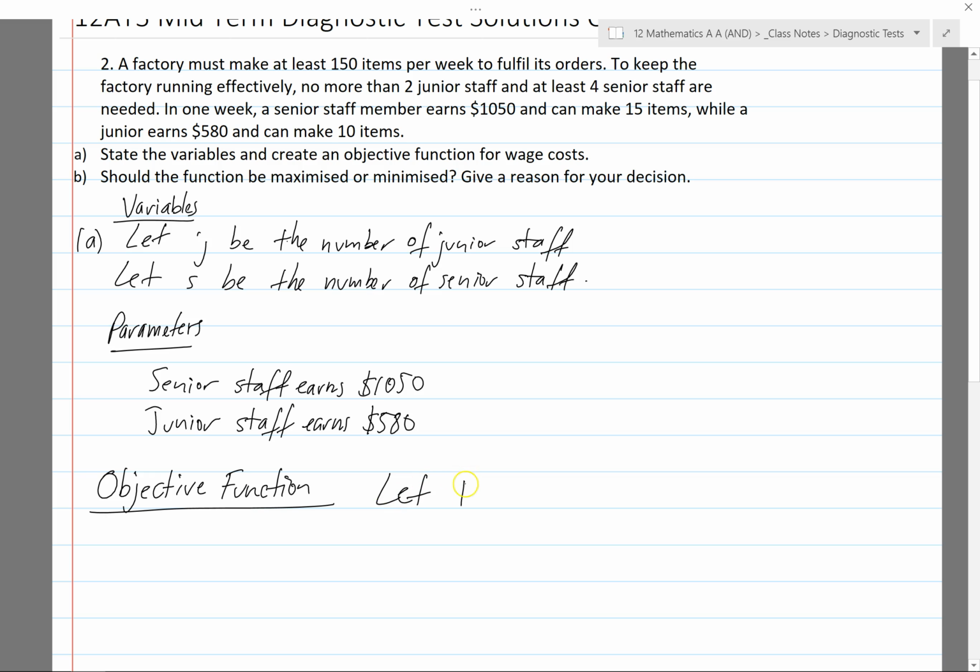So I'll let capital W be wage costs, and just need to make a formula for how much it'll cost altogether for J junior staff and S senior staff. So my objective function will be W is, well, J junior staff at 580 each, so 580 times J, and then S senior staff at 1,050 each, 1050 S. Okay, so that's done. I've got my variables and I've got my objective function.